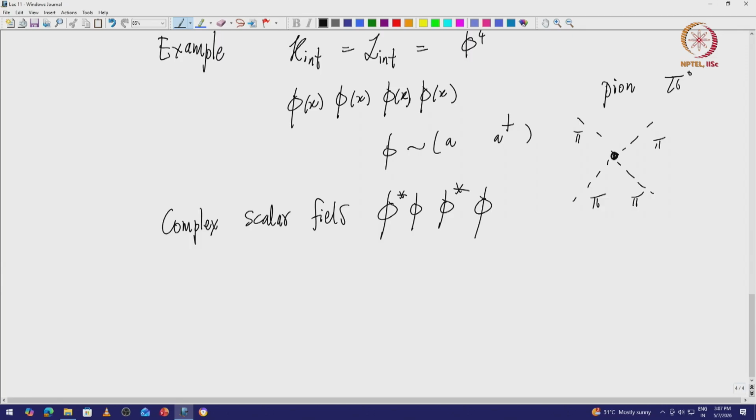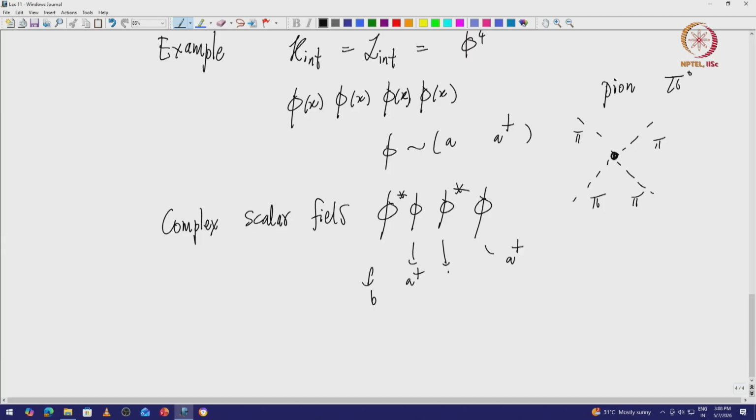Because the total Lagrangian is real, you should have pi star pi and pi star pi. In this case, you have one A dagger, one A dagger, another A. So you have 2 particles which are being created and 2 particles which are being annihilated of the same type of charge, or the other way around, because you have the other particle being created.